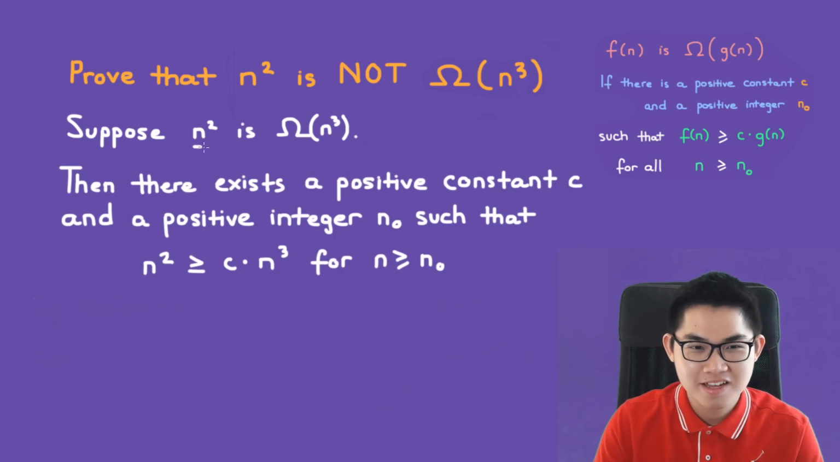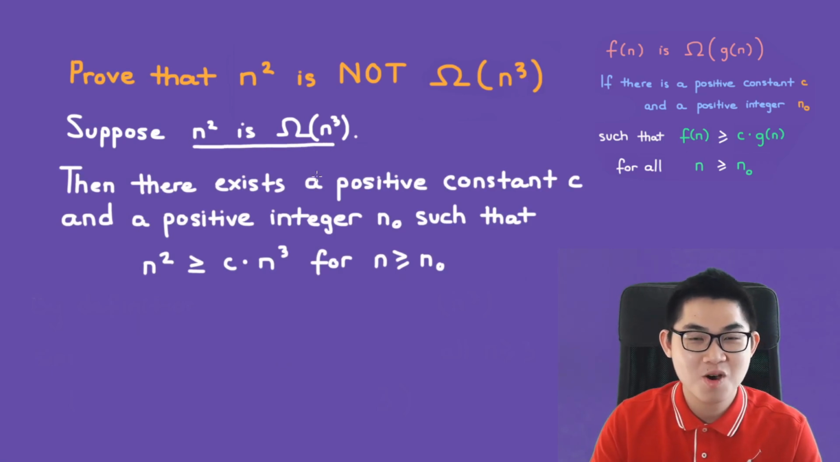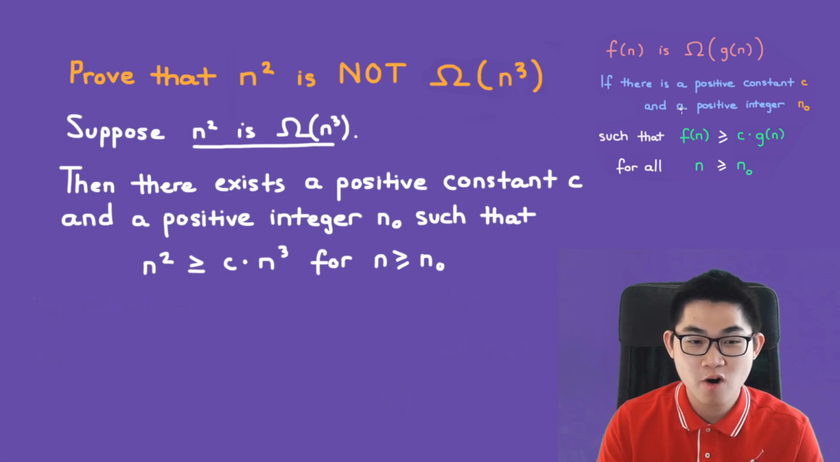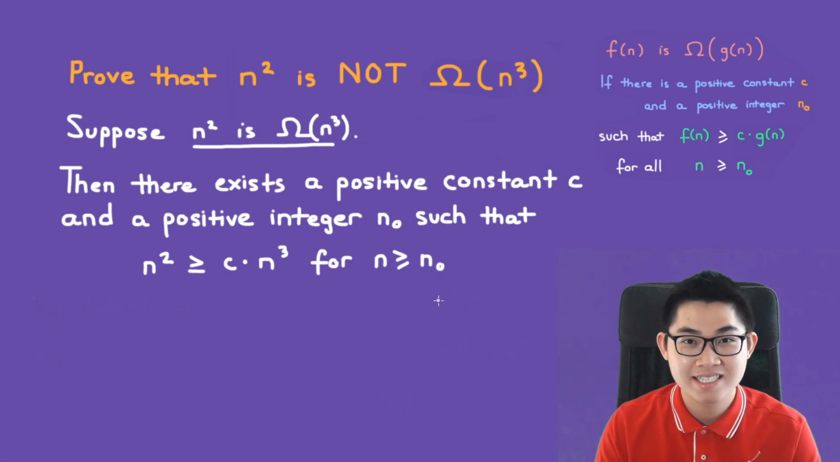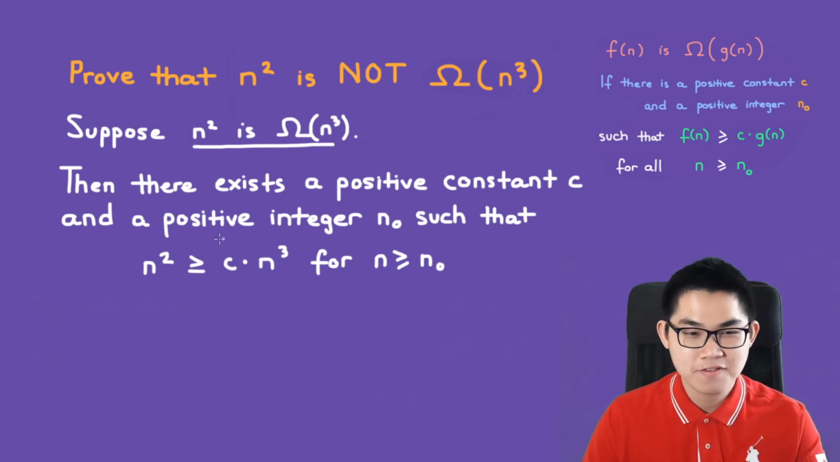So if n squared is big omega of n to the power of 3, then this means, according to our formula, that there exists a positive constant c and a positive integer n naught, such that n to the power of 2 is greater than or equal to c times n to the power of 3, for n greater than or equal to n naught. And what we're going to do is divide both sides by n to the power of 3.